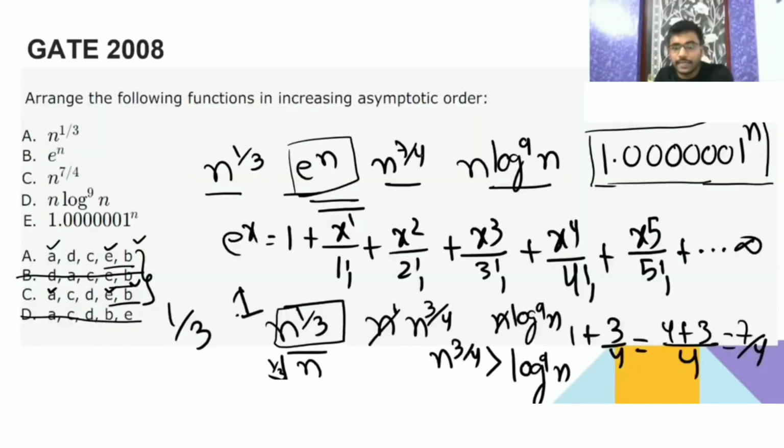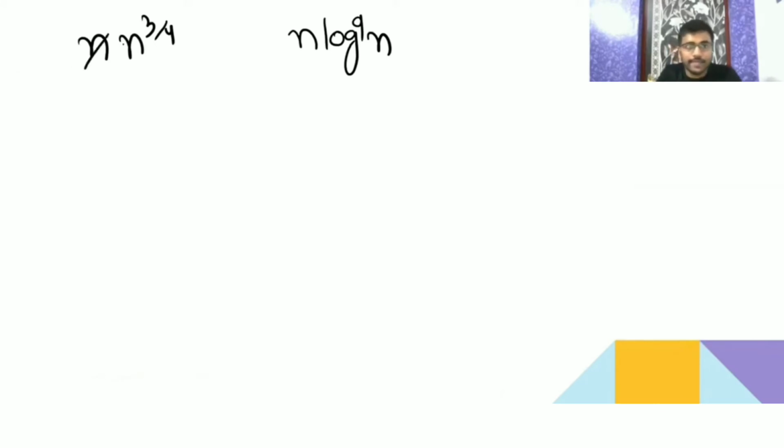First let me know whether it is clear or not. We are comparing n to the power 3 by 4 with n log to the power 9 n. So n and n you can cancel.